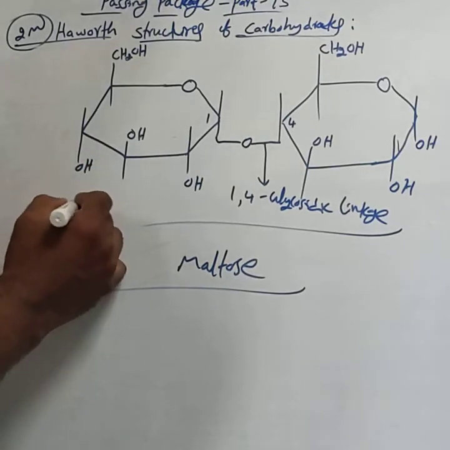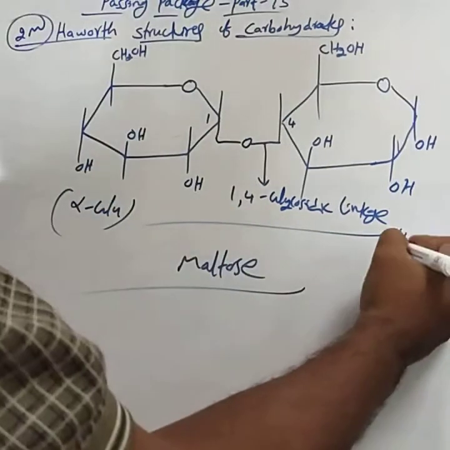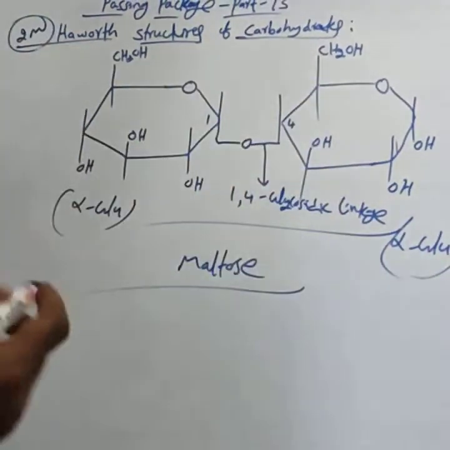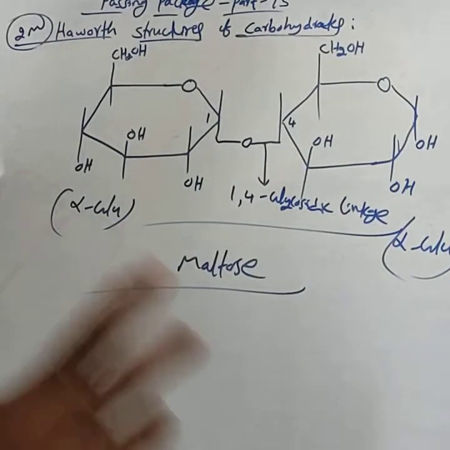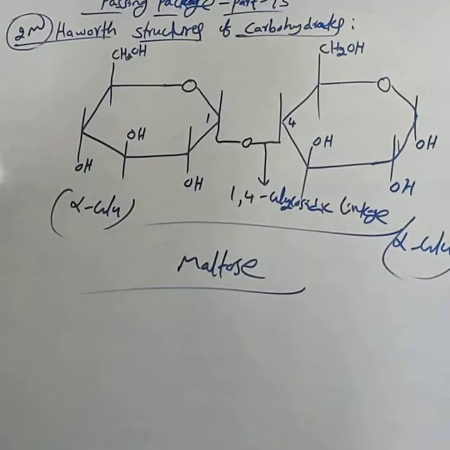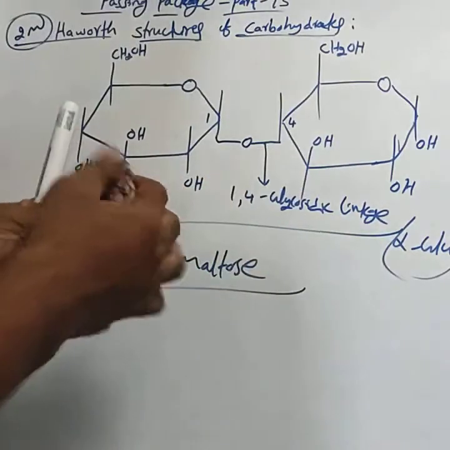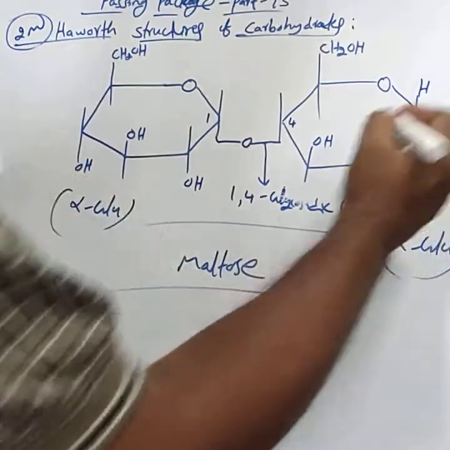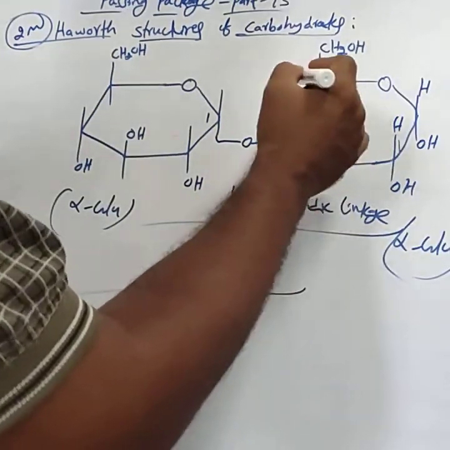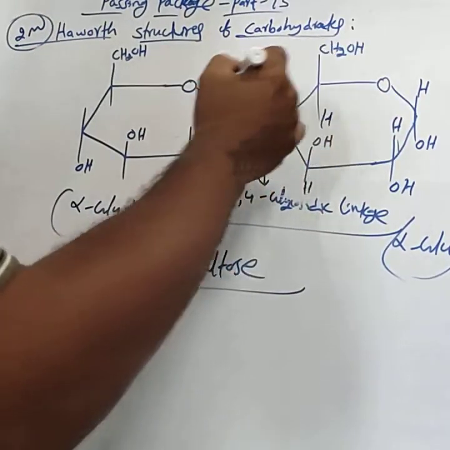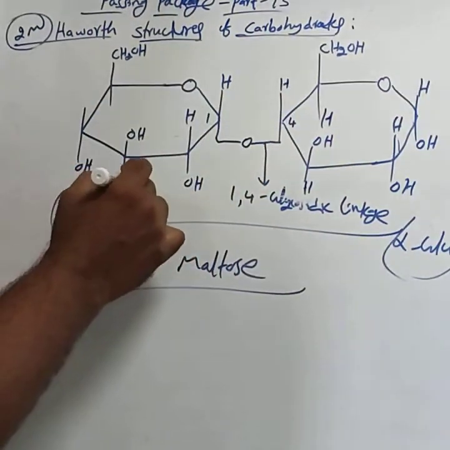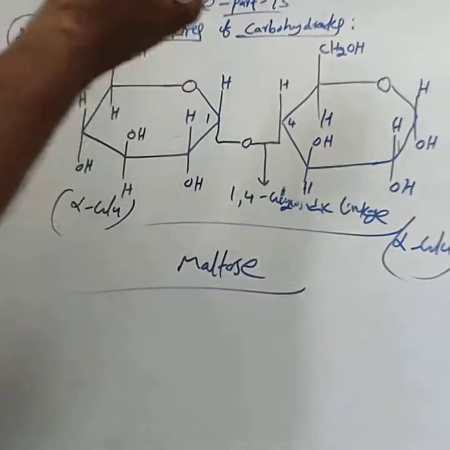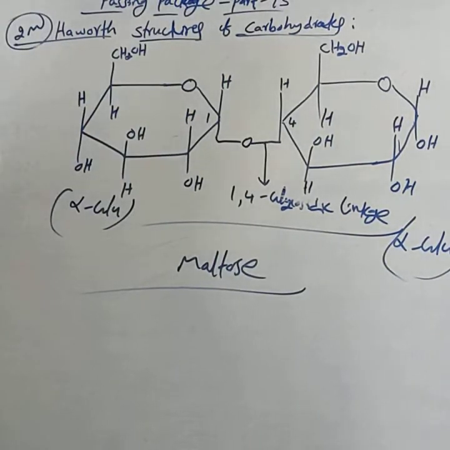Maltose is made up of alpha glucose and another alpha glucose. That means maltose on hydrolysis gives 2 glucose units, both alpha glucose. Then consider the remaining corners as hydrogen only. This is hydrogen, this one also hydrogen, this is hydrogen. You concentrate only on the OH groups, then you can easily write the Haworth structure of the maltose molecule. This is the Haworth structure of maltose. Practice this structure, you get 2 marks.